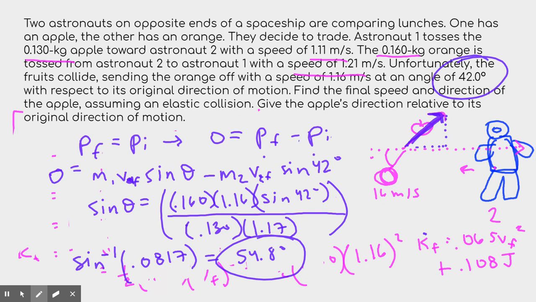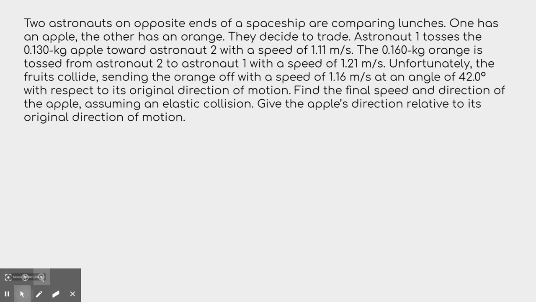So that one was slightly more challenging just because we had to find this angle, and it's because it's in 2 dimensions instead of just 1. Those one-dimensional problems are a lot easier.